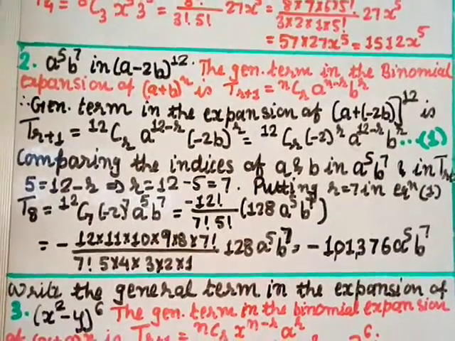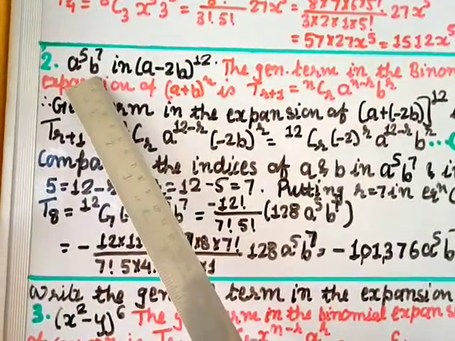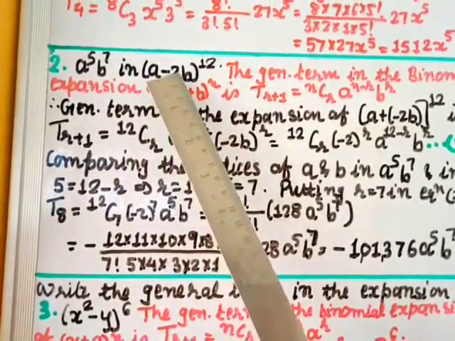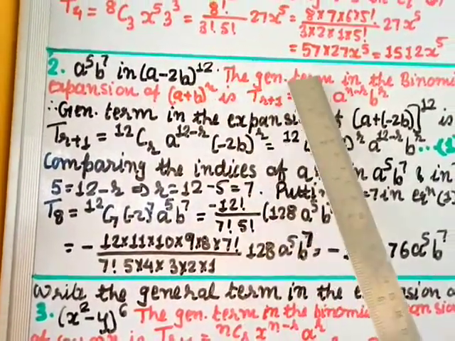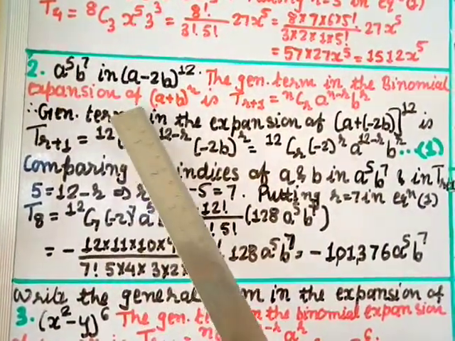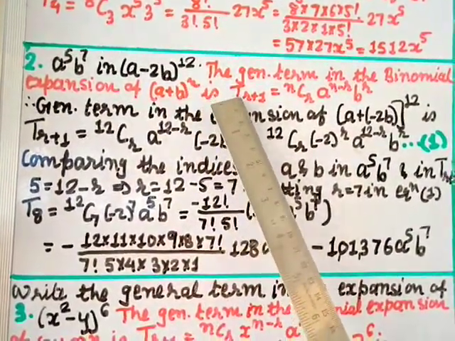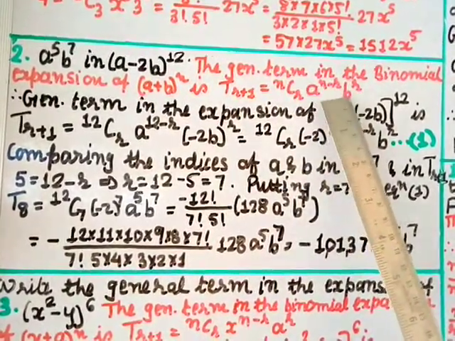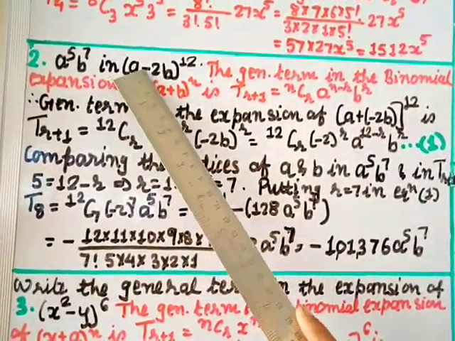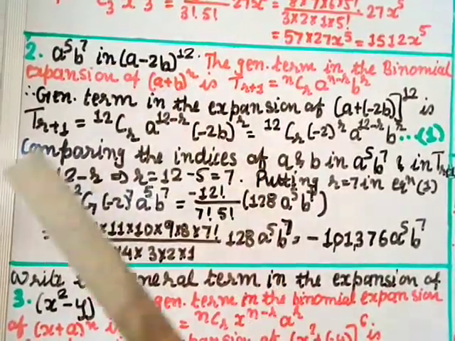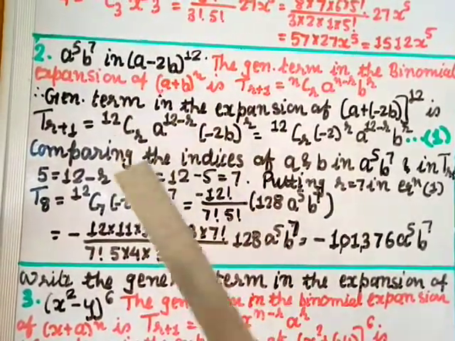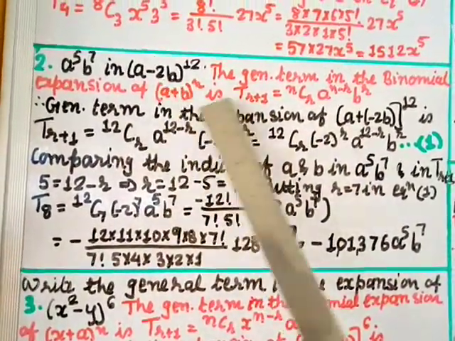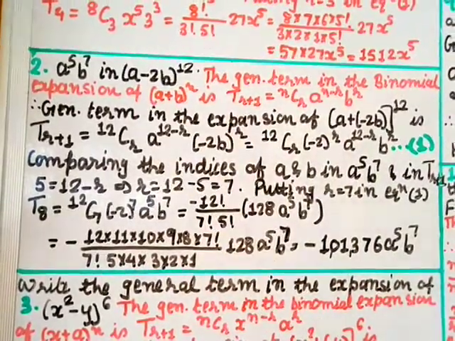Question number 2: a power 5, b power 7 in (a minus 2b) power 12. The general term in the binomial expansion of (a + b) power n is T(r+1) = nCr a power (n minus r) b power r. Okay, so here a is a, but instead of b you have got minus 2b. So let us use this formula for the given question.